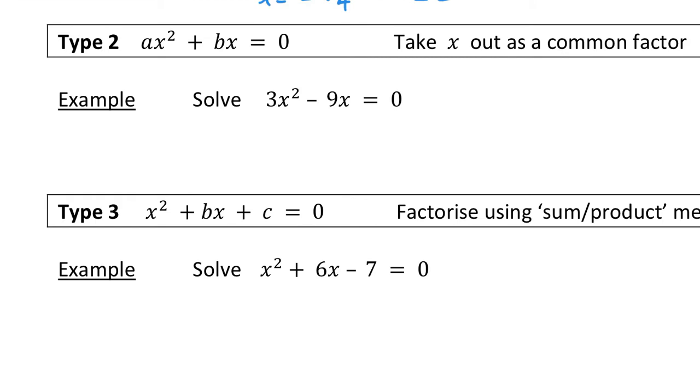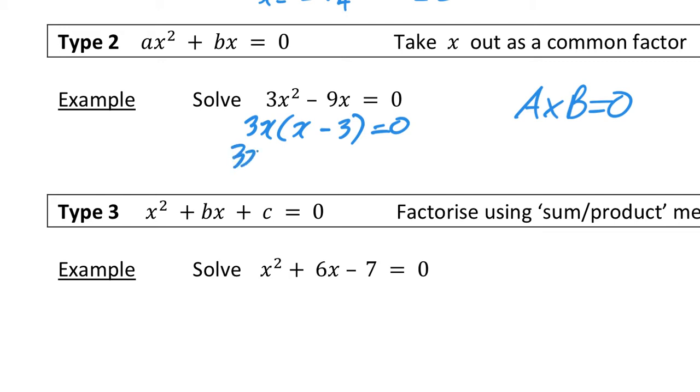Second type of equation we have is where you have ax squared plus bx equals 0, and you can take out a common factor. So in this one, it says solve 3x squared minus 9x. I'm just going to pull out a 3x, leaving me with x minus 3 inside. And again, we're in this lovely stage of mathematics where you've got a times b is equal to 0. So put your a equal to 0 and your b equal to 0. Your a in this case is 3x. So 3x equals 0, which follows on to mean x itself is 0. Or x minus 3 is equal to 0, which means x is just equal to 3.